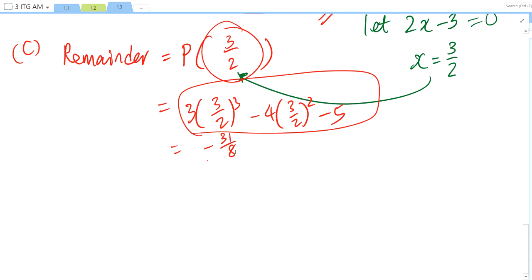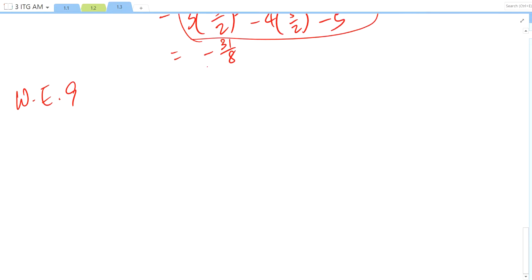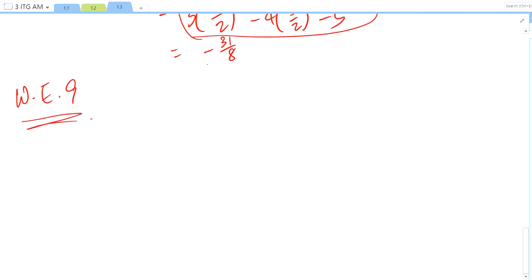Let's take a look at work example number 9. Finding an unknown using the remainder theorem. This is another type of question. All the work examples have a new type of question to introduce to you. So we want to find the value of k if there's this polynomial, it has a remainder of 12 when it is divided by x plus 1. Let's read the question first. Do you really understand what they are trying to say before we tackle it?